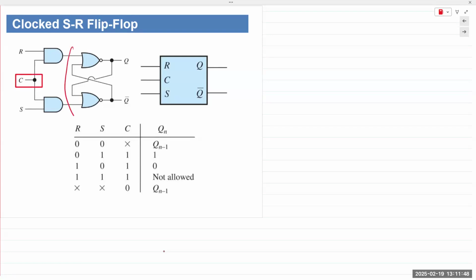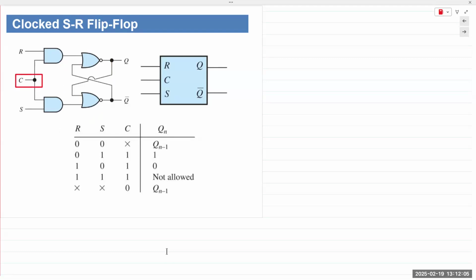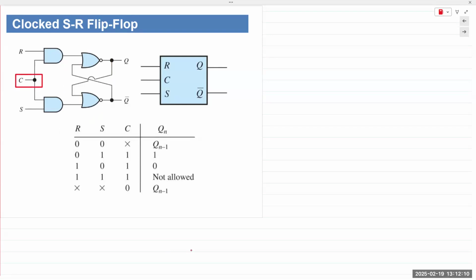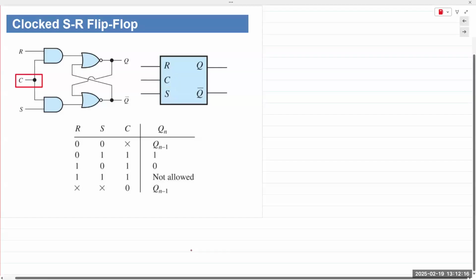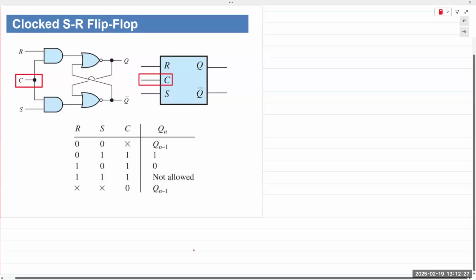Our standard SR flip-flop comprises these two NOR gates. We add an AND gate in front of both of those, combining one of the inputs of each gate, and that is known as our clock signal, there in the center. So the clock signal, if you look at the truth table, is required to function.